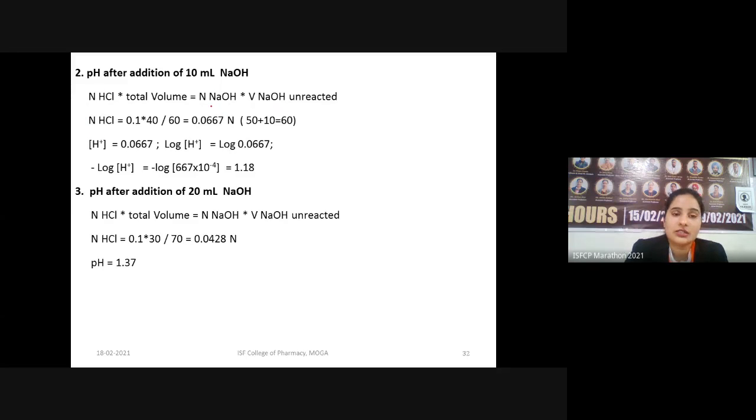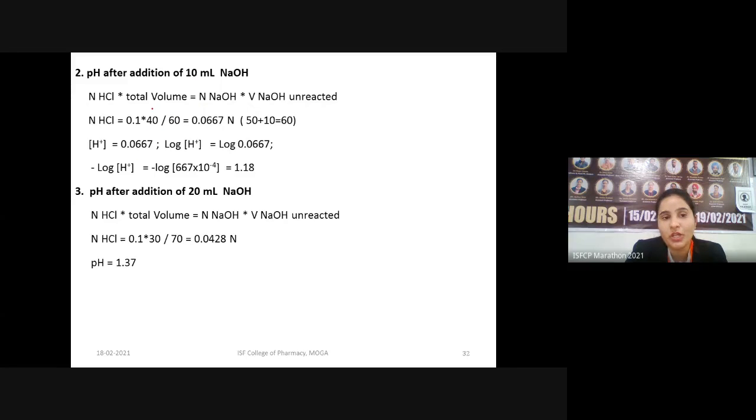Since the concentration of sodium hydroxide we have already fixed, that is 0.1, and the volume of sodium hydroxide which is unreacted is 40, because we have taken the total volume to be 50. Since only 10 ml have been added, the unreacted sodium hydroxide will be 50 minus 10, that is 40, divided by the total volume.